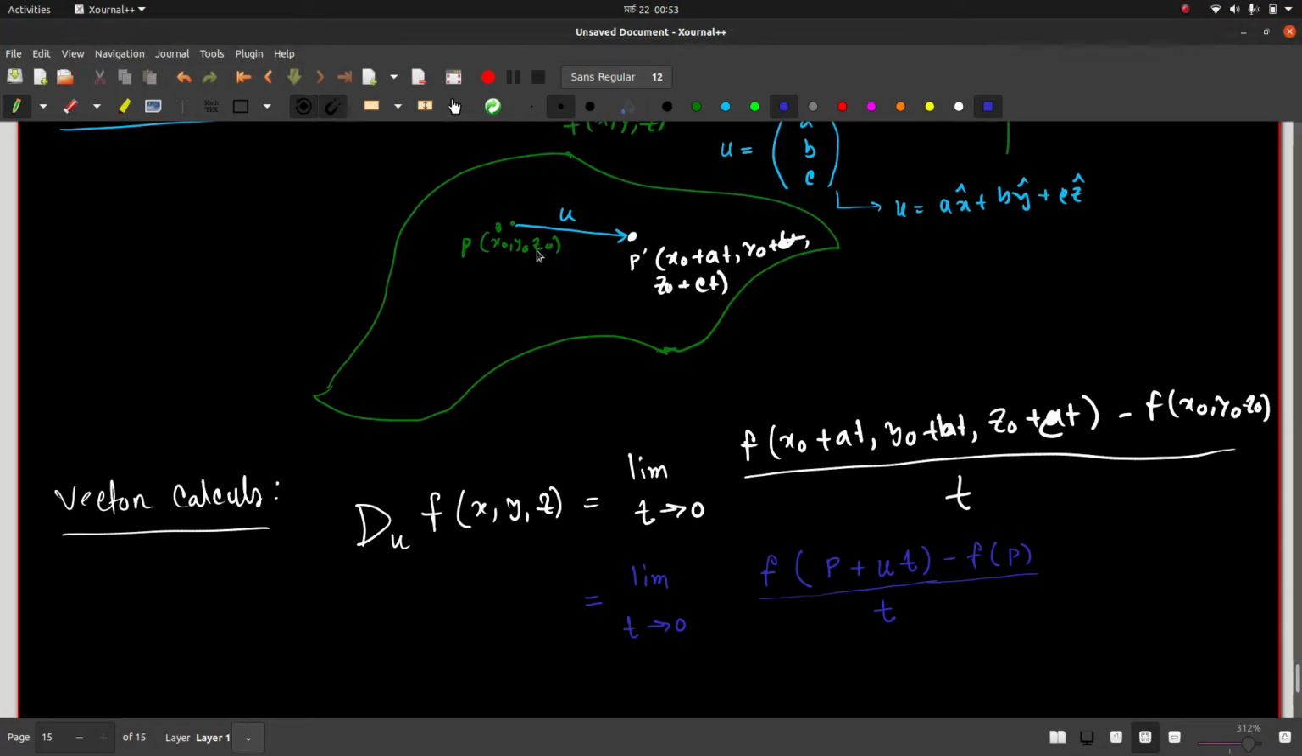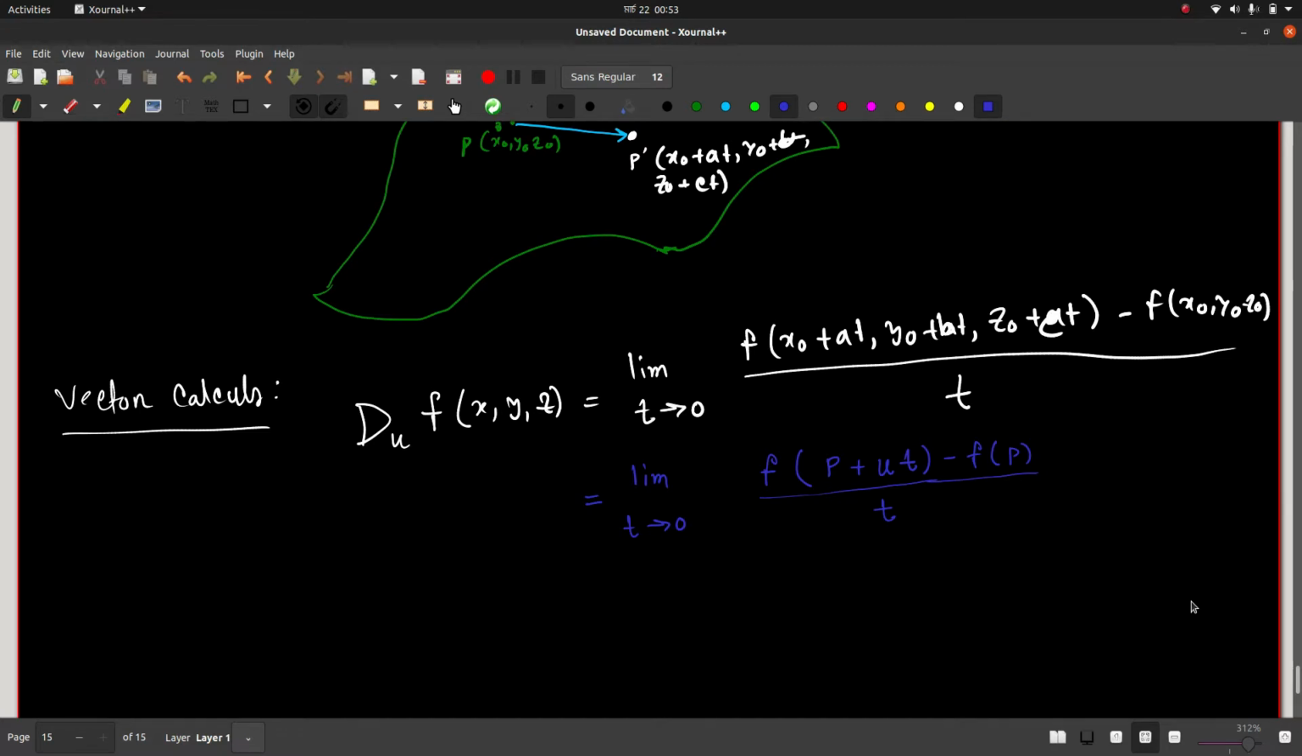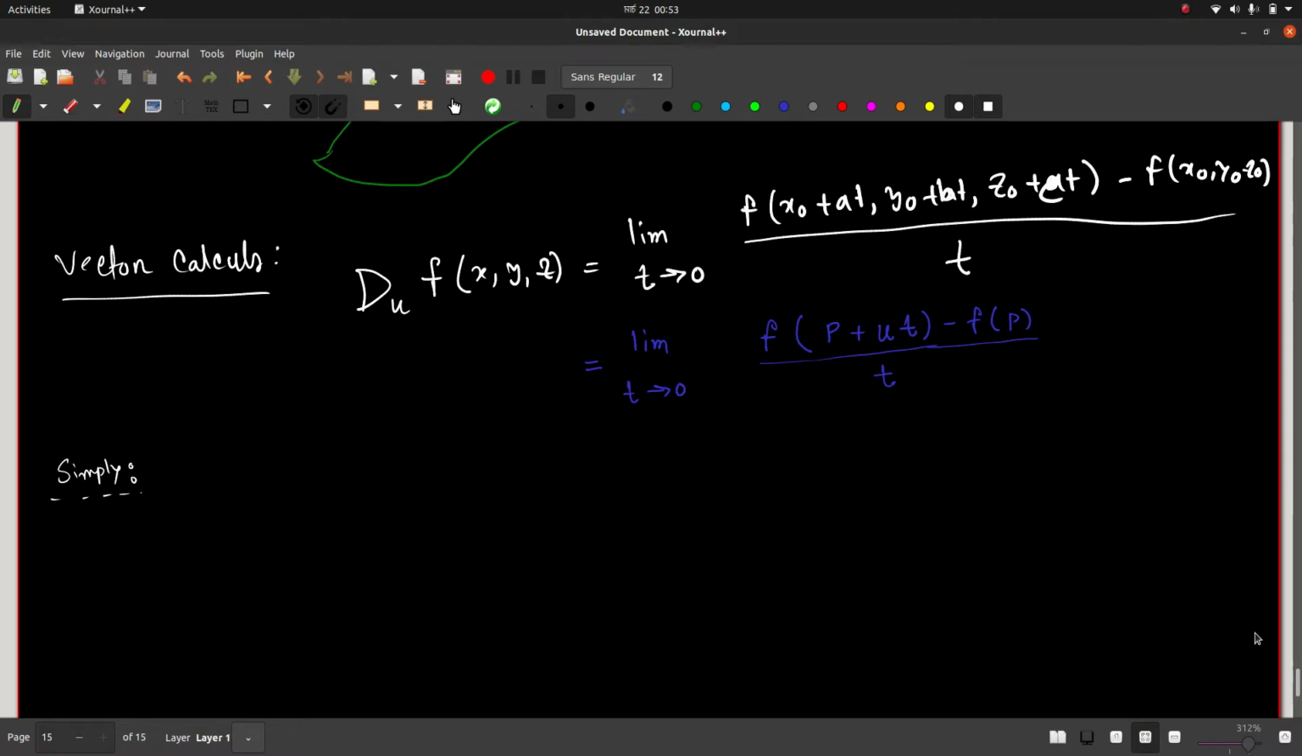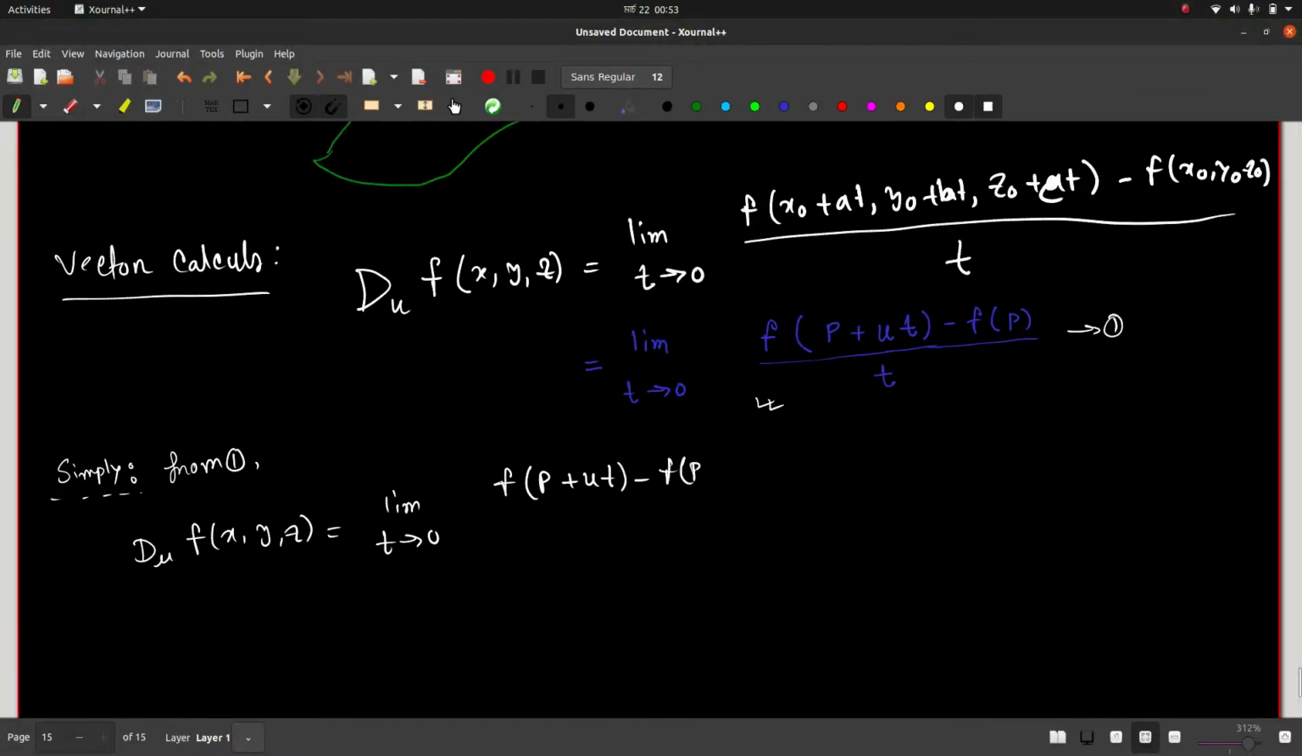But working in this way, it becomes a bit tough to evaluate these limits. So what we do right now, we have to do a little bit of algebra to simplify this definition. So let's try to simplify this definition, and we want to see whether we can actually compute something that is easier to do than evaluating this limit. So from this line, let's call this equation 1. From 1, we see that the directional derivative is given by limit t to 0 f of p plus ut minus f of p by t.